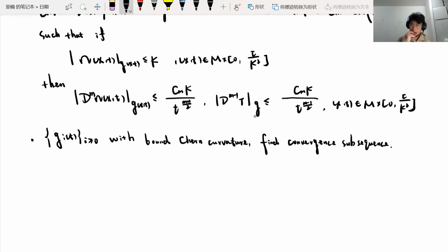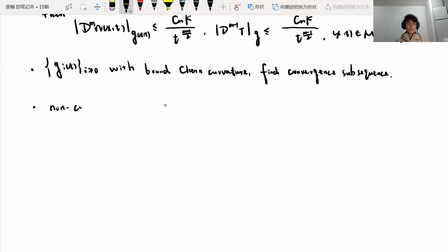Right. Like Ricci flow, another basic question when we deal with finite time singularities is the non-collapsing result along the flow.